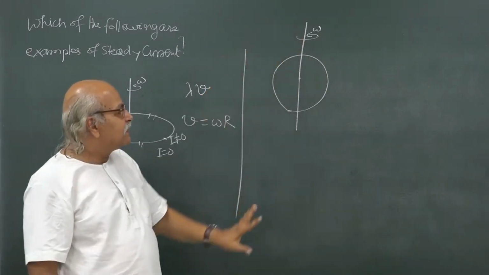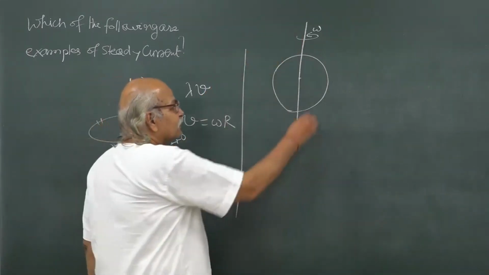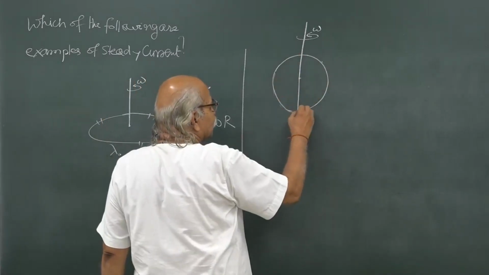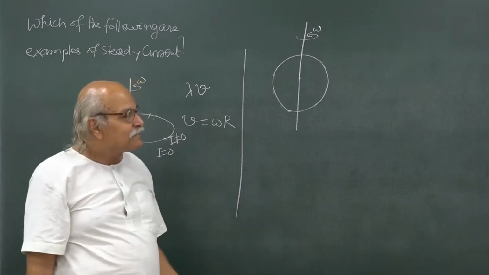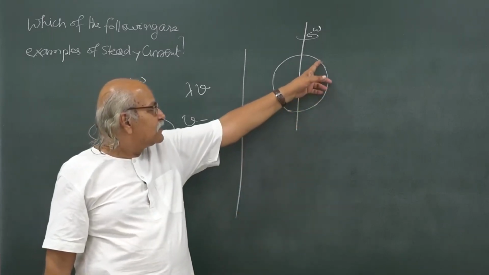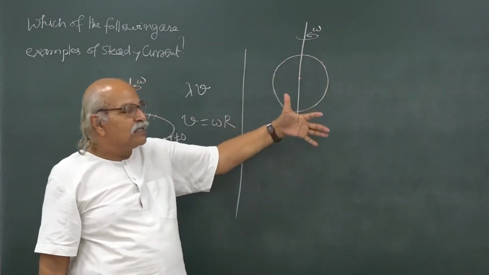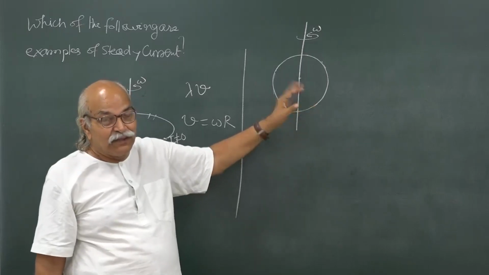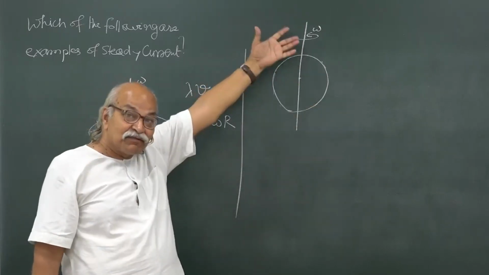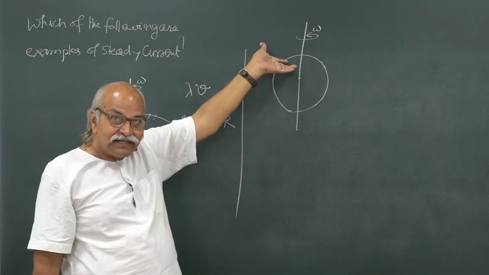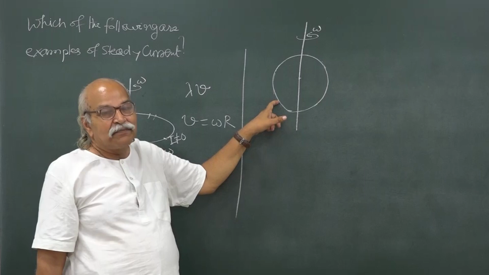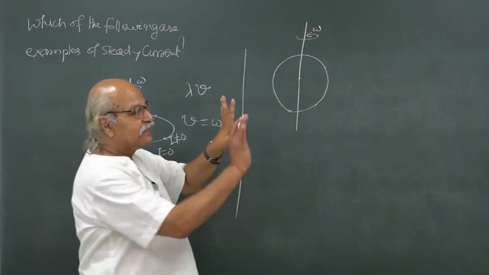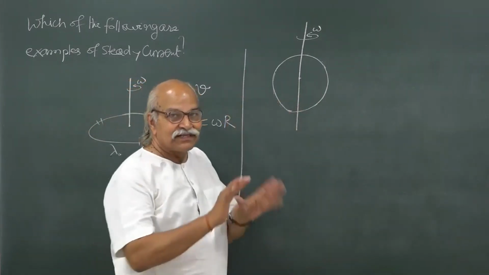But at this instant, where are the currents located? Currents are located here. Where you have charge, only there you can have current, dq dt. And therefore the currents are here, outside the board. At this instant, current is 0 on the other side of the board, and current is only here. What happens after some time? This ring rotates.